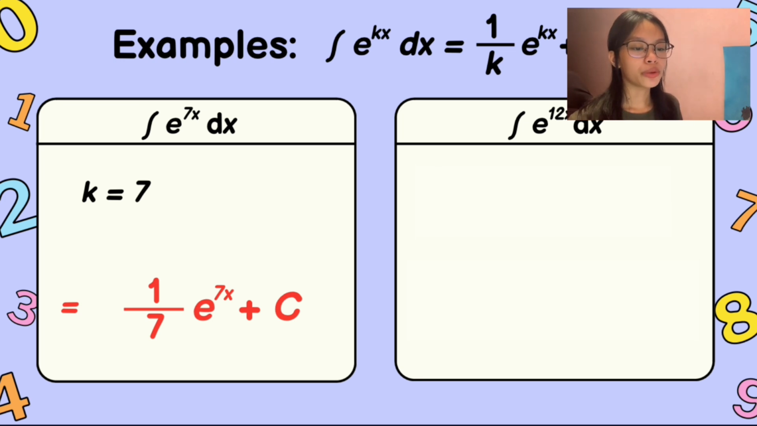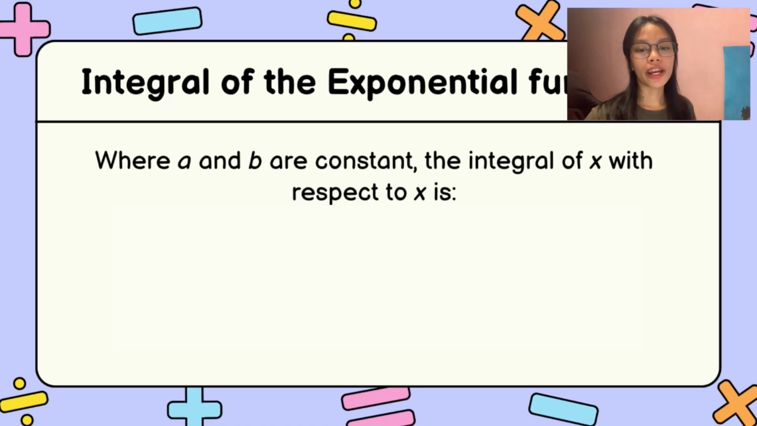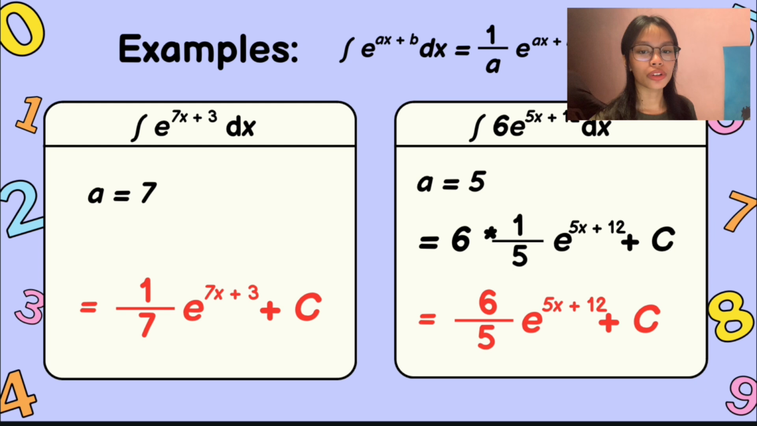A second example will be k is equal to 12. Following the formula, we will get 1 over 12 e raised to the power of 12x plus c. Another rule in the exponential function, where a and b are constants: the integral of e raised to the power of ax plus b dx is equal to 1 over a e raised to the power of ax plus b plus c. Like our other rule, we will only need to substitute.